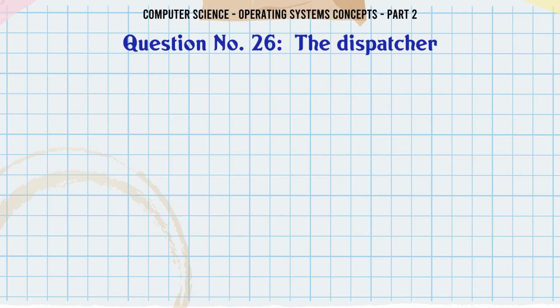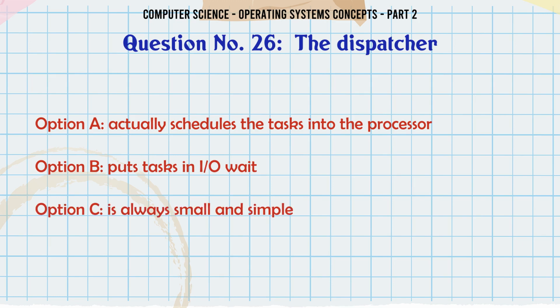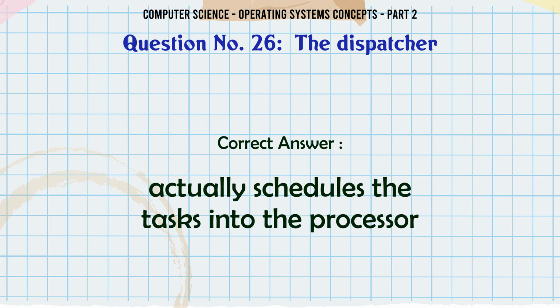The dispatcher. A. actually schedules the tasks into the processor. B. puts tasks in I/O wait. C. is always small and simple. D. never changes task priorities. The correct answer is actually schedules the tasks into the processor.